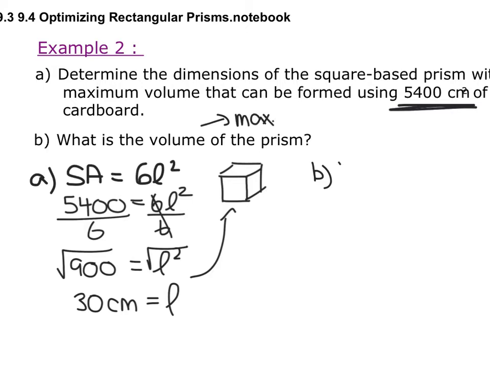So the volume of a prism is L cubed, so equals 30 to the exponent 3. 27,000 centimeters cubed.